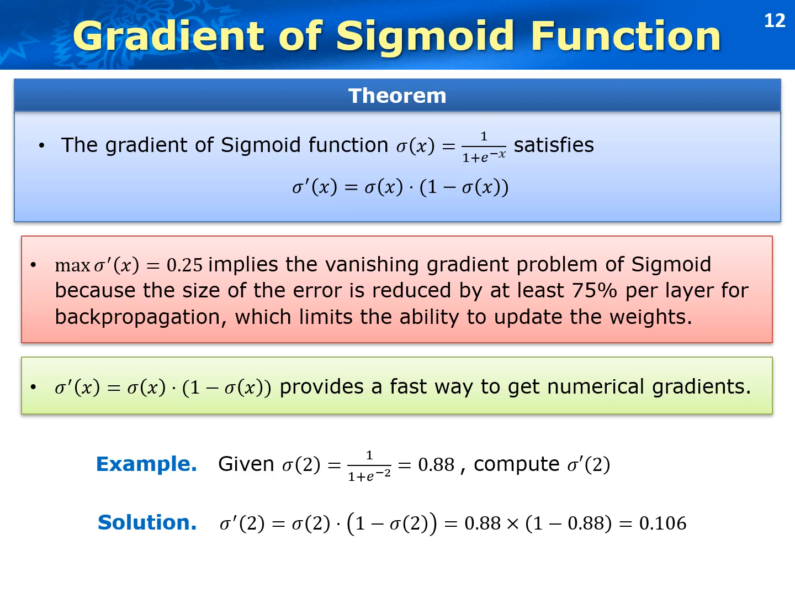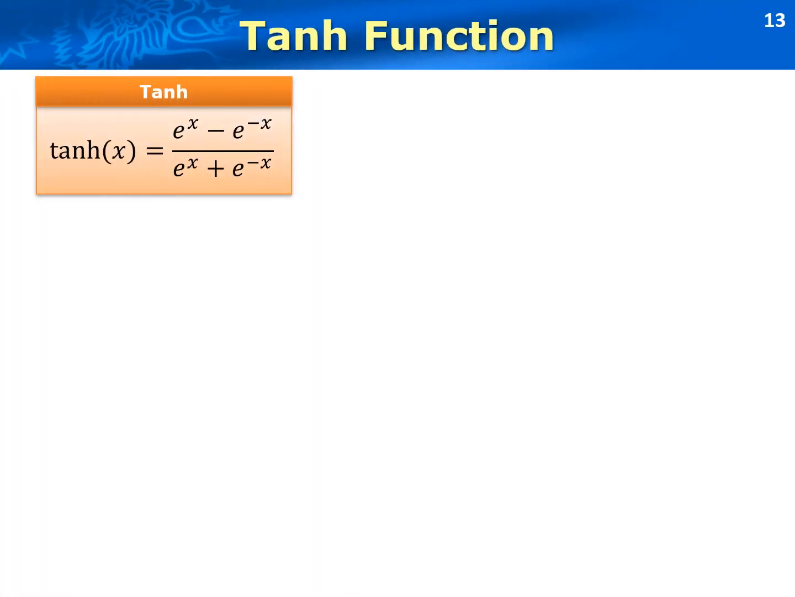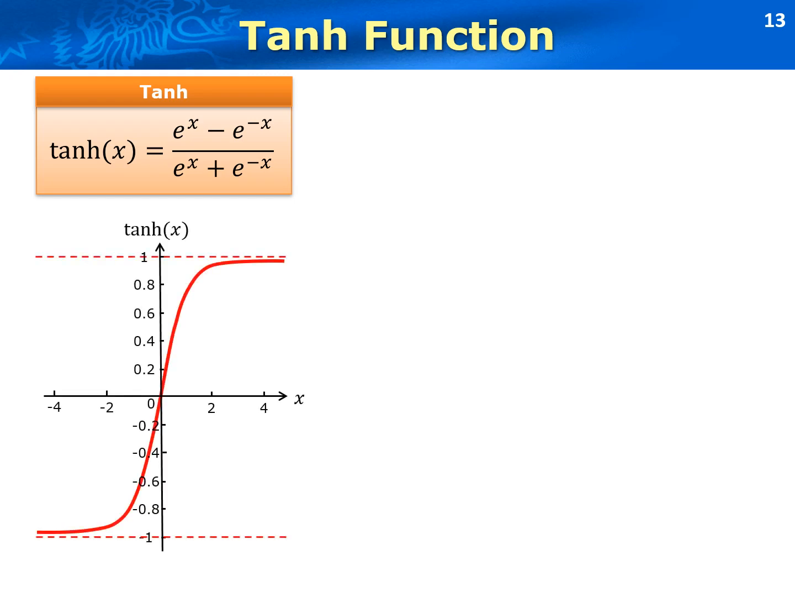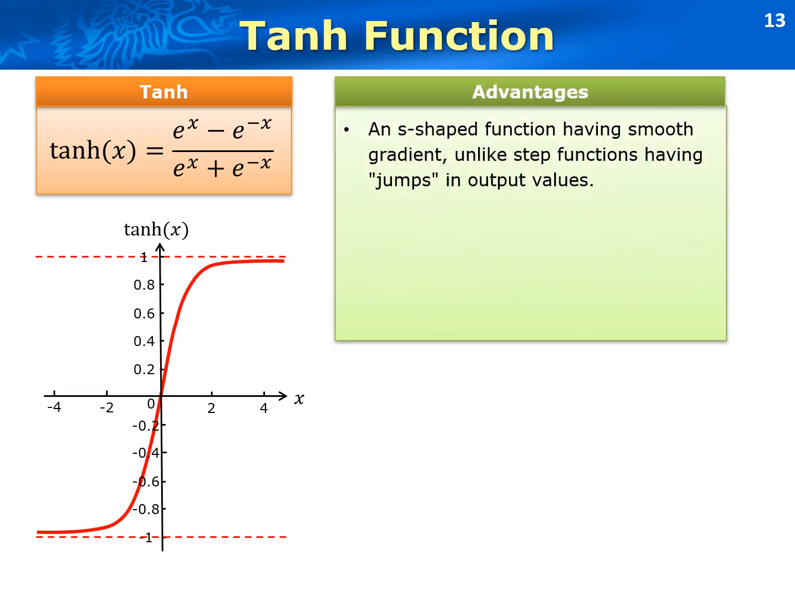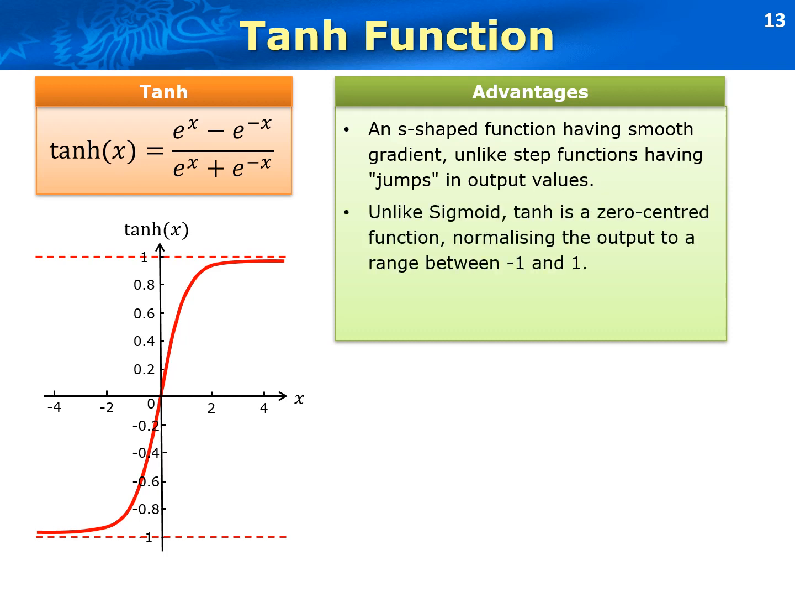The second nonlinear activation function is tanh, whose expression and graph are as follows. We can discern that tanh is also an S-shaped function, having smooth gradient, which is similar to the sigmoid function. Unlike sigmoid, whose range is between 0 and 1 and not zero-centered, tanh is a zero-centered function, whose range is between -1 and 1, which is symmetric about the x-axis.